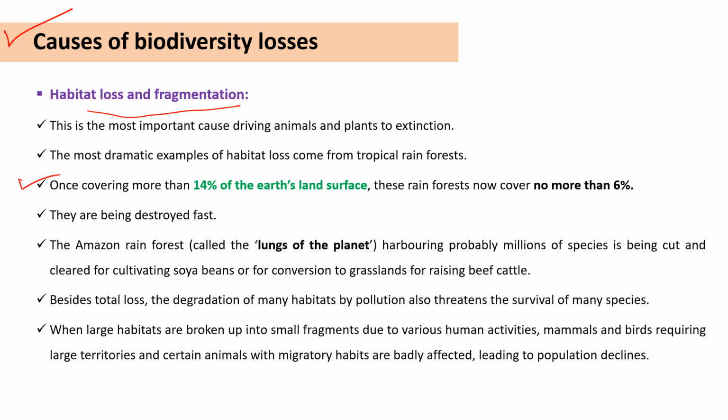Once covering more than 40% of Earth's land surface, these rainforests now cover not more than 6%. So earlier the rainforest covered 14% of Earth's land surface, now they are covering only 6% because they are degrading very fast. The Amazon rainforest, also known as lungs of the planet or lungs of the Earth, is also continuously declining.